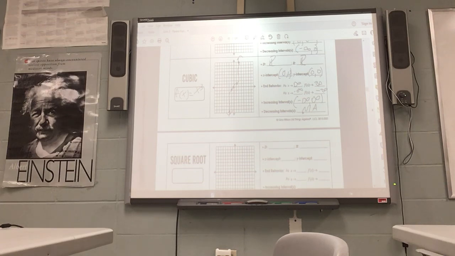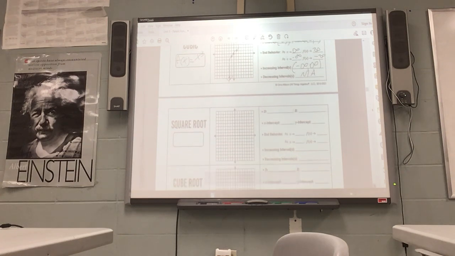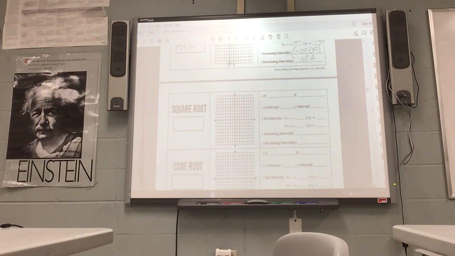Okay. Square root. The square root graph is a strange little fellow. Is it x squared? No, x squared is a quadratic. This is a little check mark along. So our parent function will be f of x equals the square root of x.